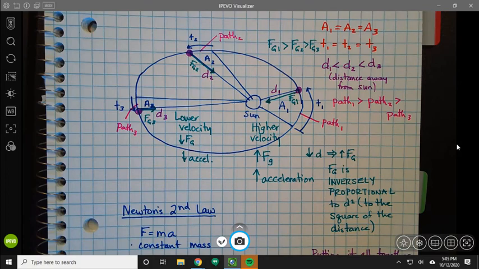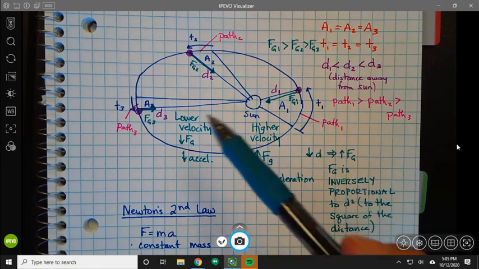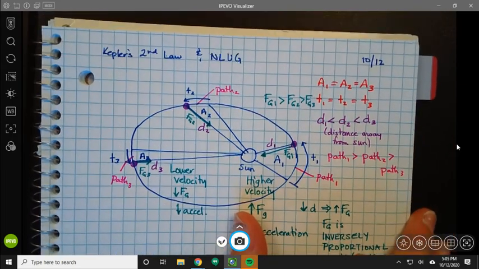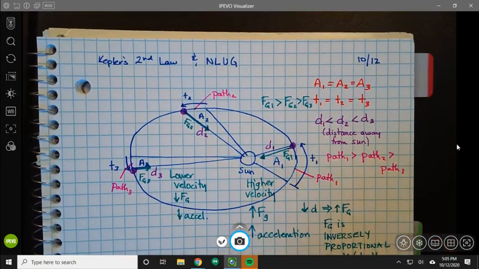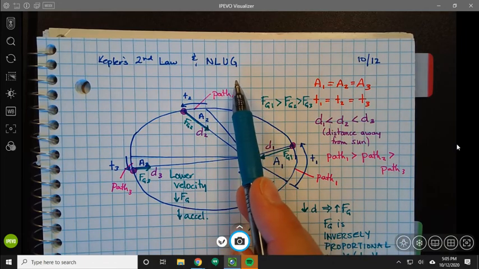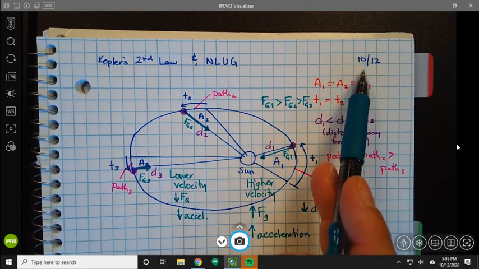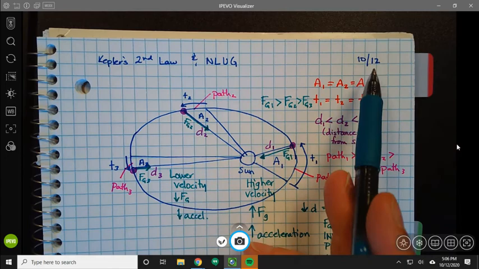There's a whole lot of information on here, but if you just follow along, I'll talk about what each of these pieces of information actually are, and then we'll talk about how we put all of this together as a whole. So what we're going to do here is try to put Kepler's second law and Newton's law of universal gravitation together. So go ahead and put this into your notebook on 1012.